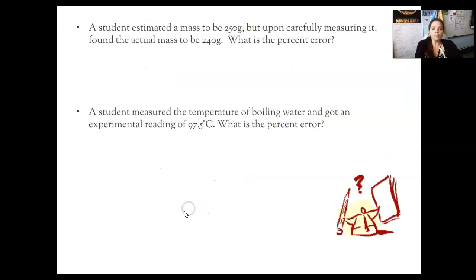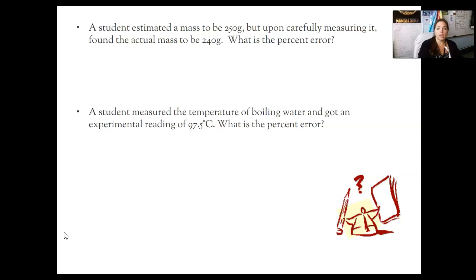Pardon me. All right, so we're going to do a couple more examples, right? And so the first one we got, I'm automatically going to write this down. Why? Because I always like to have it down. It's easier for you. So now that I have this written down, I want to go and read through what it's asking. A student estimated a mass to be 250 grams, but upon careful measuring of it, found the actual mass to be 240 grams. What is the percent error?